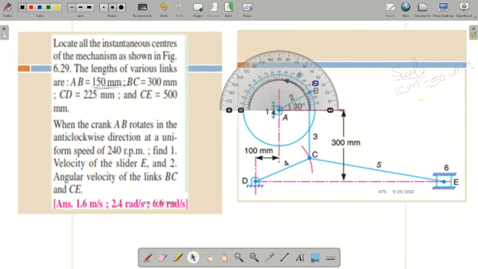See this line. I have kept a mark here. At A I have kept my protractor and I have to mark 30 degree at this place. Mark 30 degree.